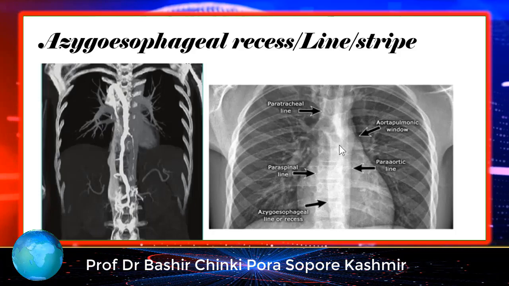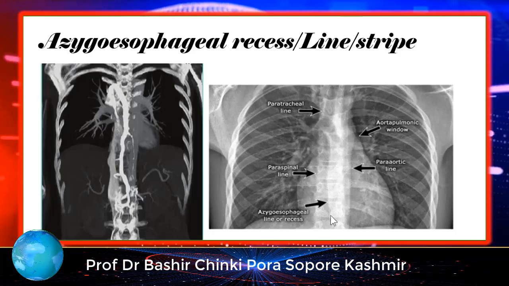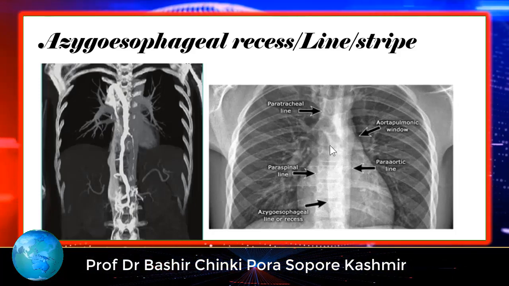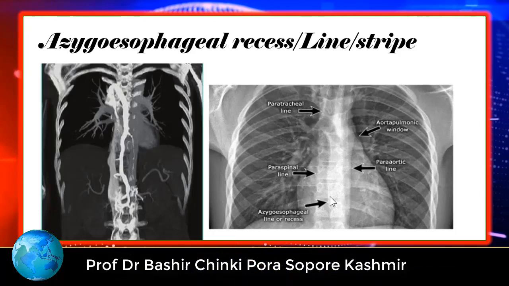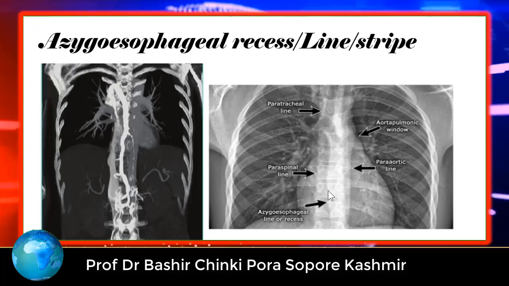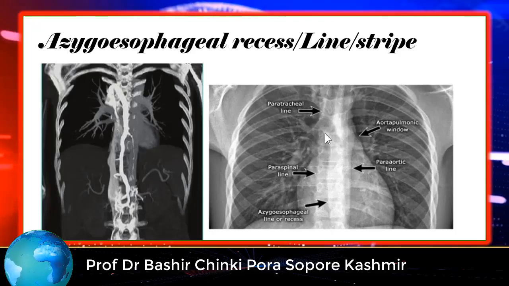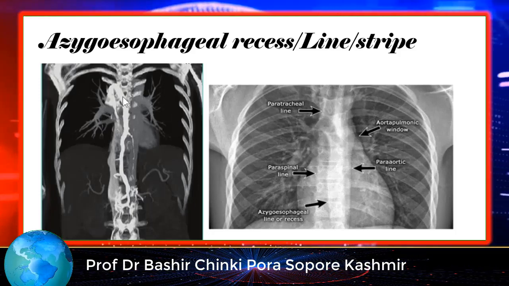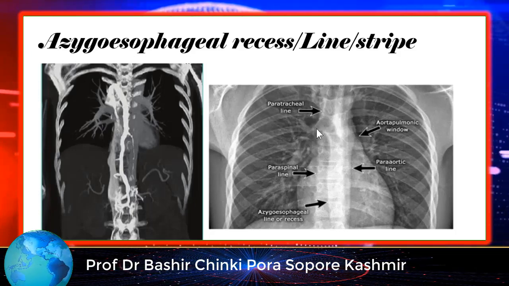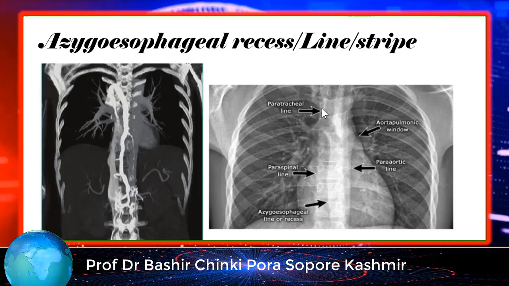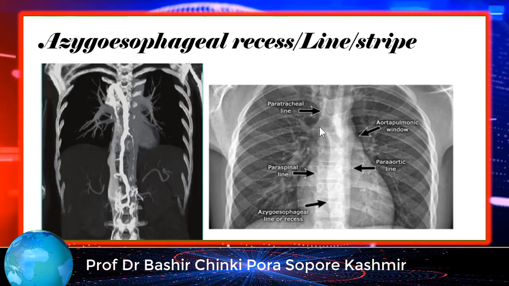Now if I show it here, you can see this line or strip here. This is called as azygos-esophageal line or azygos-esophageal recess. And as I said, it extends from azygos vein arch. So this is the azygos vein arch here. And azygos vein then ends up in the superior vena cava.